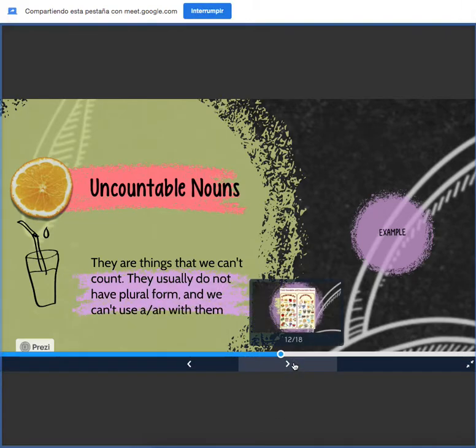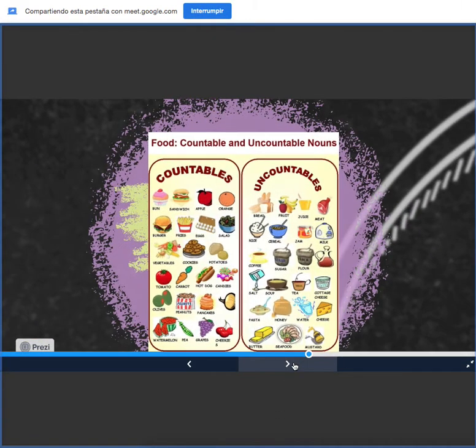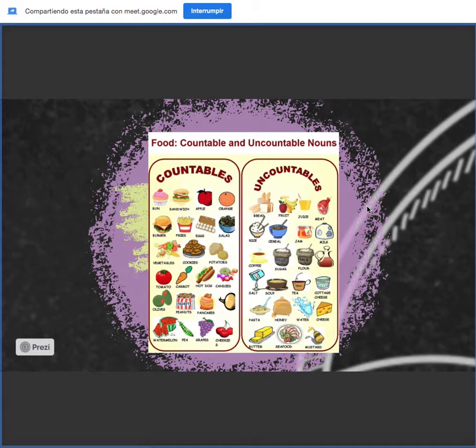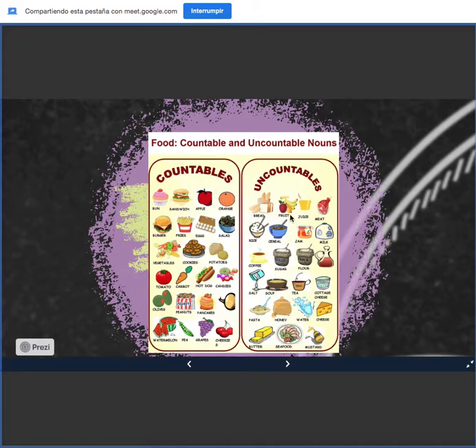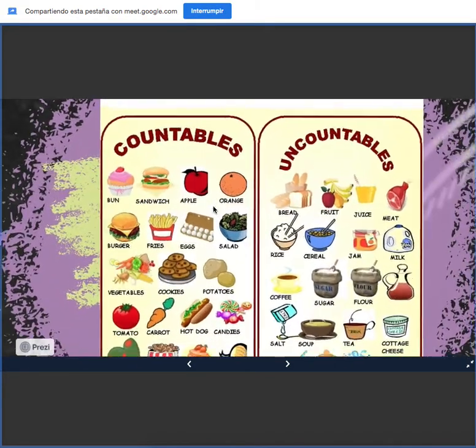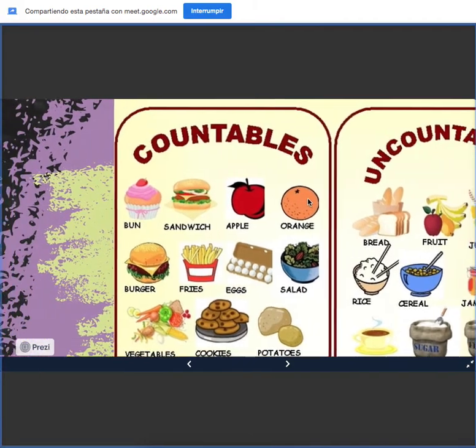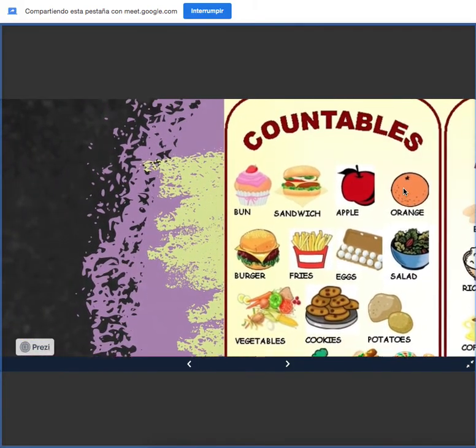Let's see some examples. So look at this. I am going to give you the examples, of course, with food because this is one of the most useful things to explain countable and uncountable, and also because that's the context of our week. So I am going to show you a list of things that are countable and uncountable with food. Let's begin with countable things.